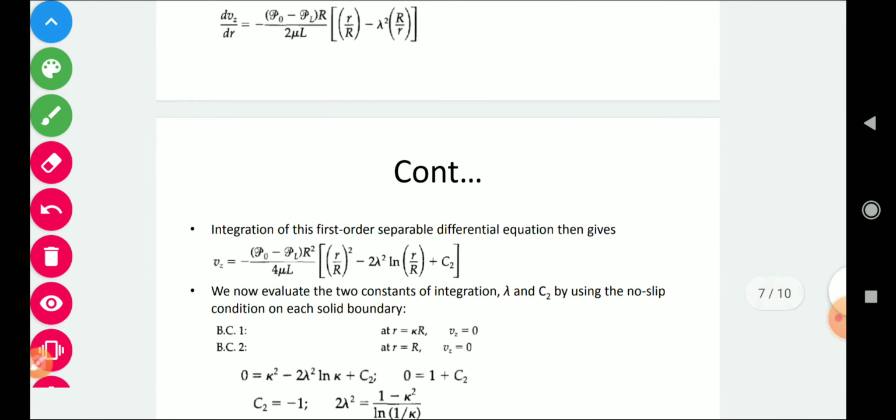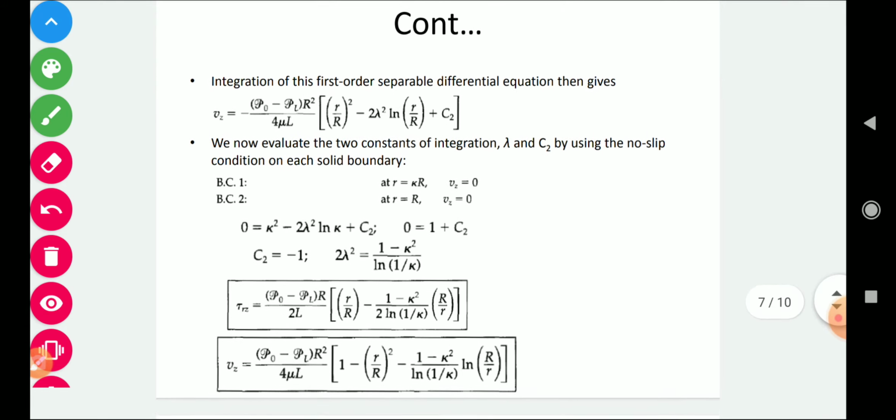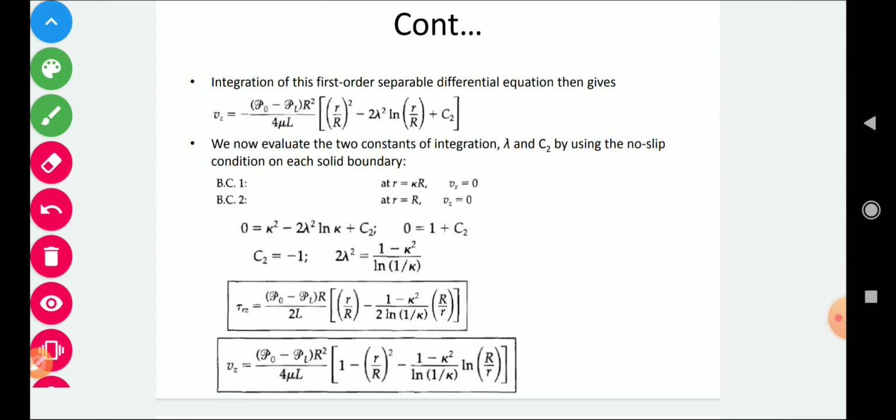So after integration the equation of velocity will be this one. Now again this equation has integration constant C2, and this also has lambda. So if we want to replace this lambda and C2 in this equation, we require two boundary conditions to remove these two constants.